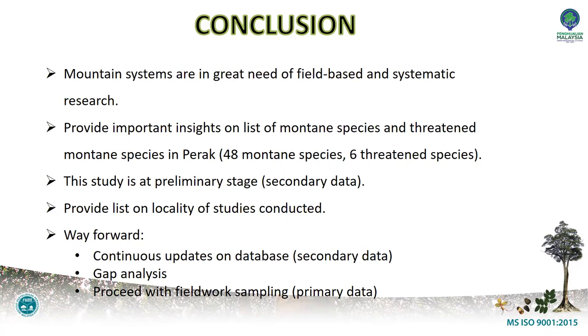This study also provide important insight on list of mountain species and threatened mountain species in Perak, iaitu 48 mountain species, 6 di antaranya adalah threatened species dan 18 endemic species. This study is at preliminary stage, macam yang saya cakap sebentar tadi, di mana kajian ini hanya dijalankan berasaskan secondary data saja. Kita mencari secondary data saja untuk kita develop result.